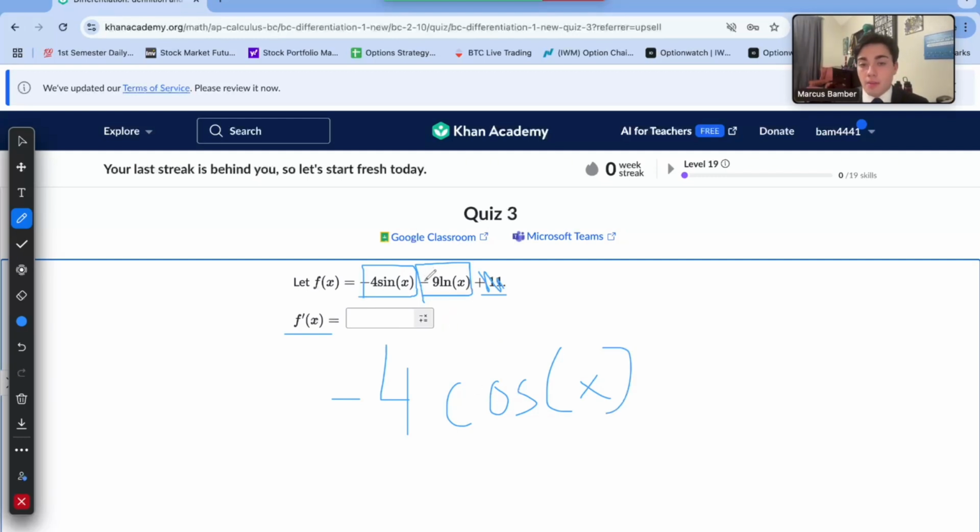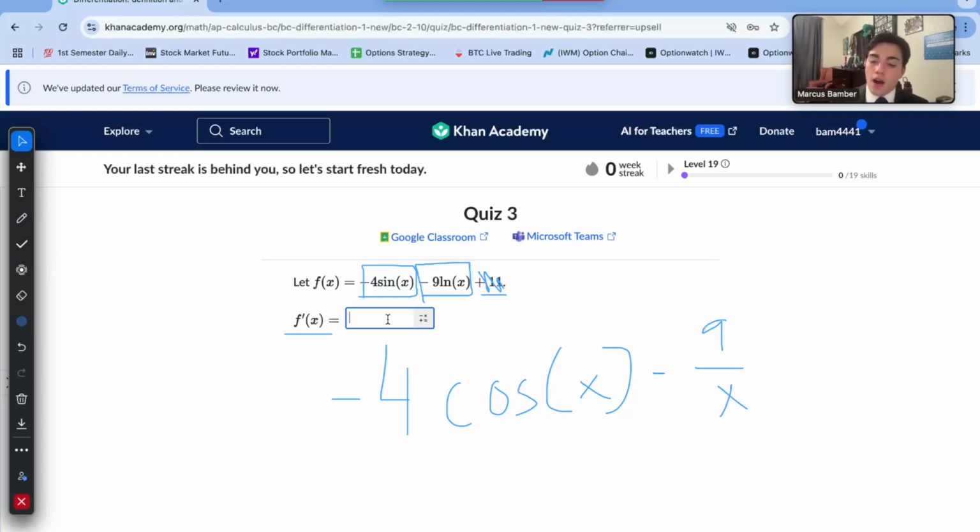And then -9, we know the derivative of the natural log is simply 1 over x. So we're left with -9 over x, because -9 times 1 over x is -9 over x. So the derivative of f of x is equal to -4 cosine of x minus 9 over x.